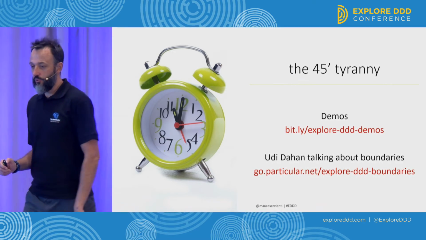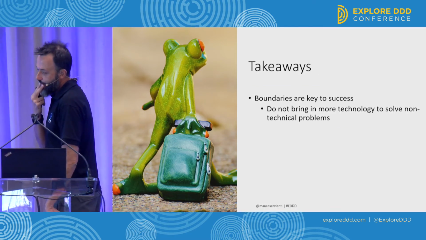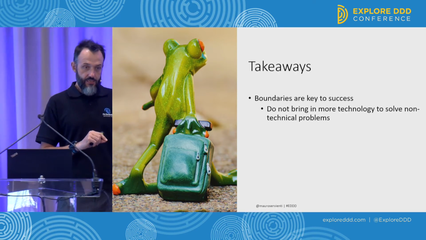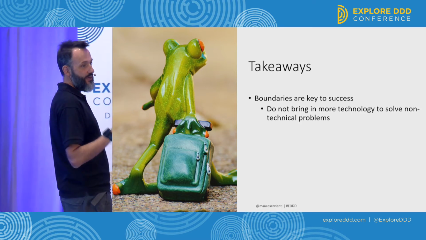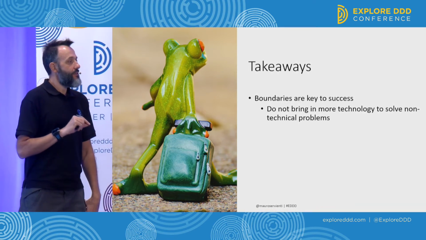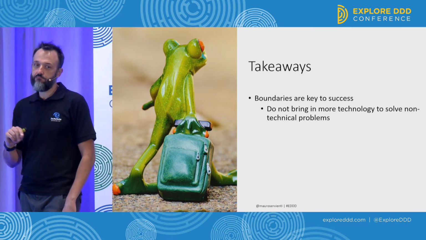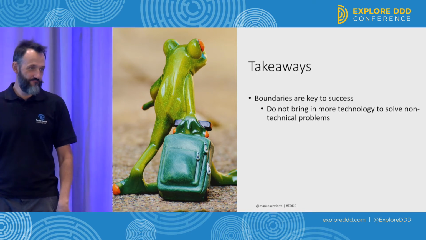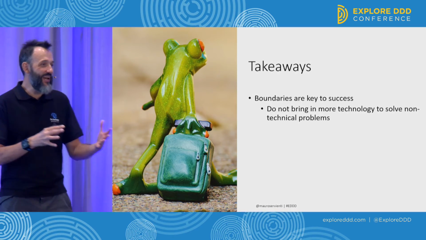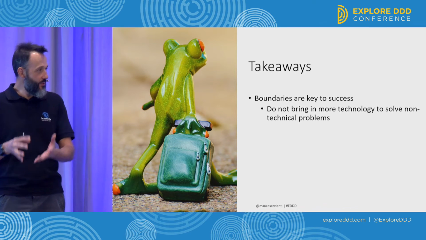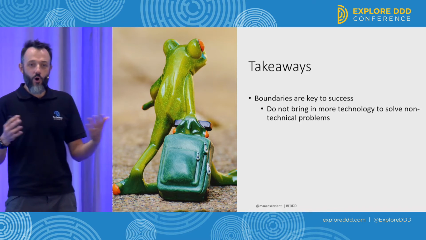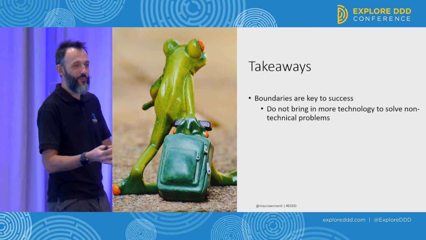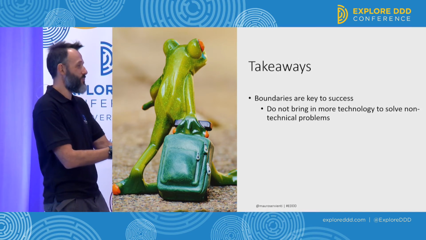And before letting you go, a couple of takeaways. So boundaries are the key to success. If you fail finding your boundaries, coupling will basically kill you in the long term, because it will drive you into the distributed monolith type of system. That is basically the worst of both worlds. So we said that the monolith is super bad.